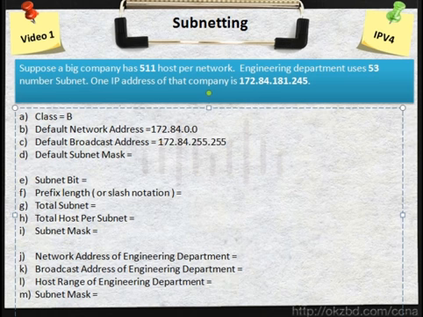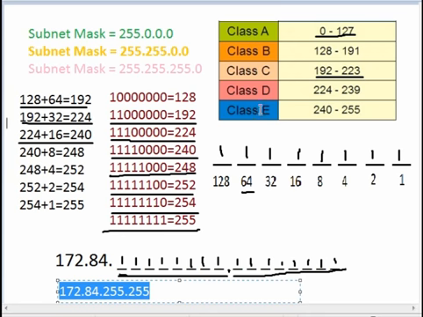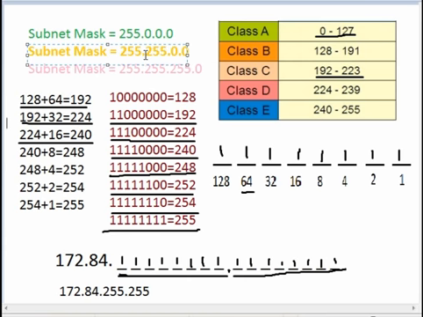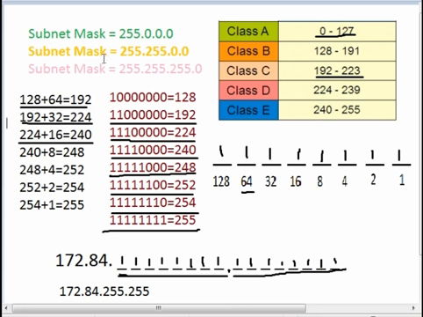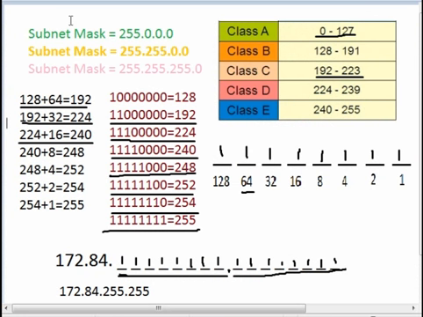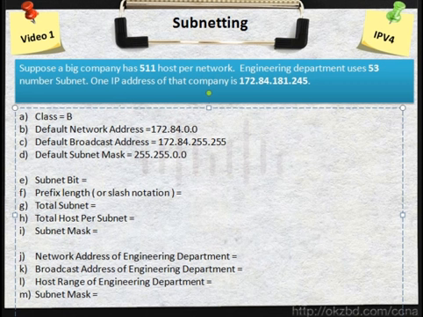Default subnet mask. This is class B. For class B, the default subnet mask is 255.255.0.0. I want to say also that for class A, the default subnet mask is 255.0.0.0, and for class C it is 255.255.255.0. That's it.